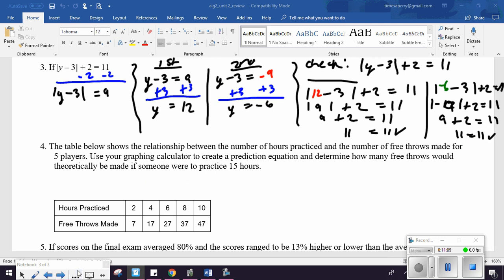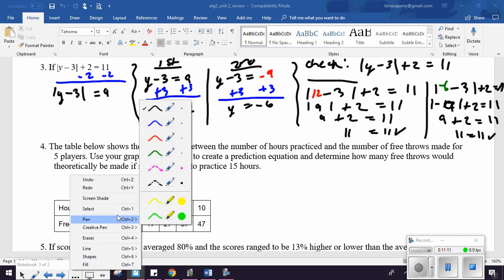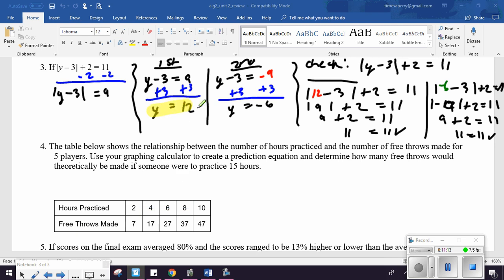So both solutions check out again in this scenario. So y is equal to 12 and y is equal to negative 6. Both of those solutions work.